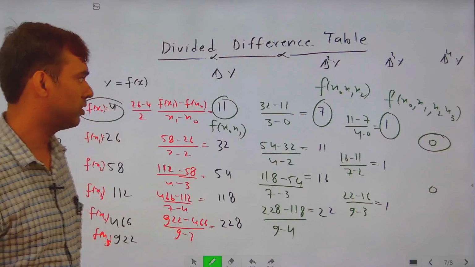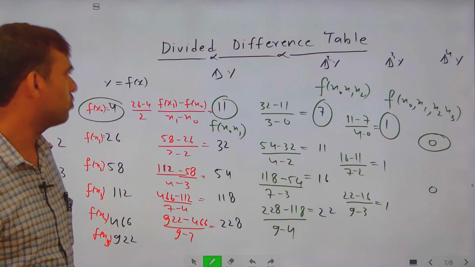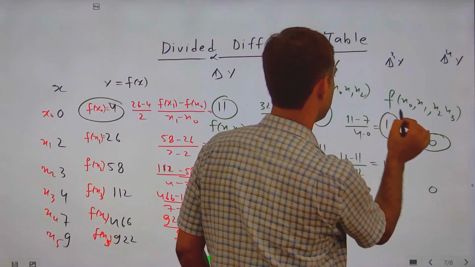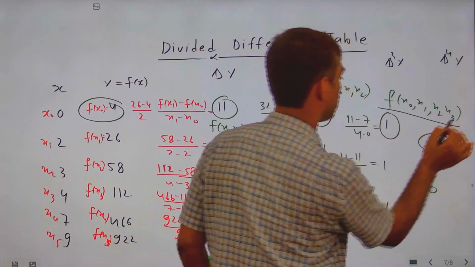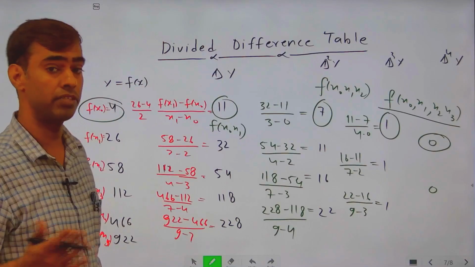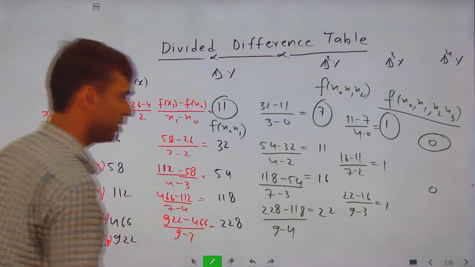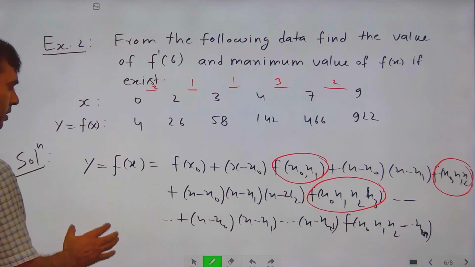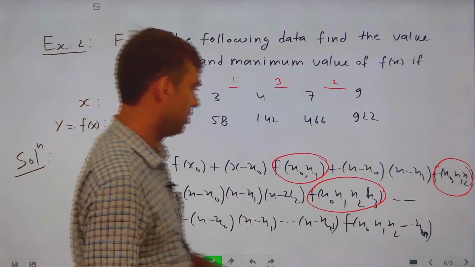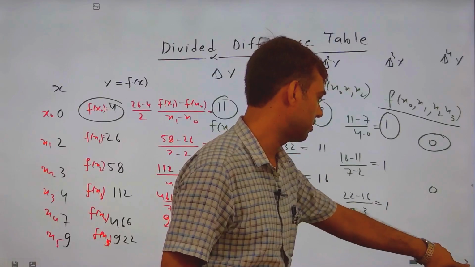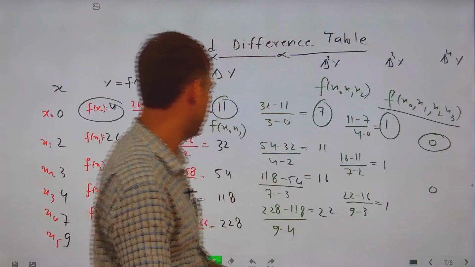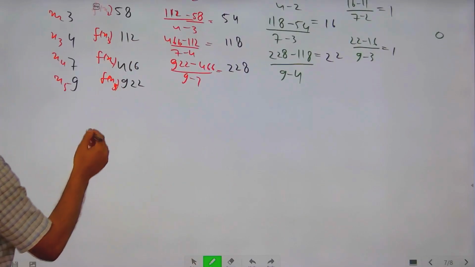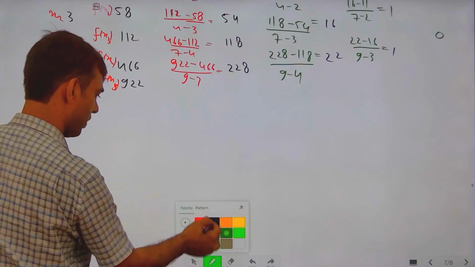All other values being 0 means we are going to use the formula up to a third order divided difference, not a third order derivative. So here we already wrote the formula, and here we put the values. Either way, we write the formula once again here.